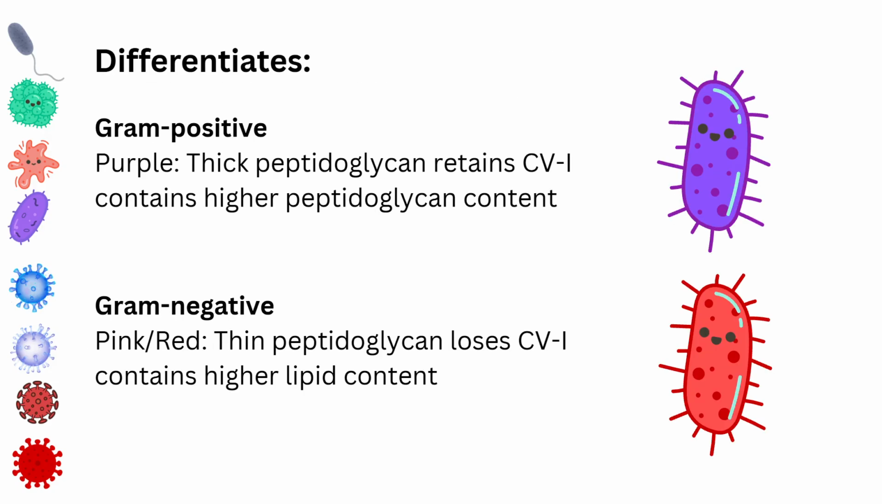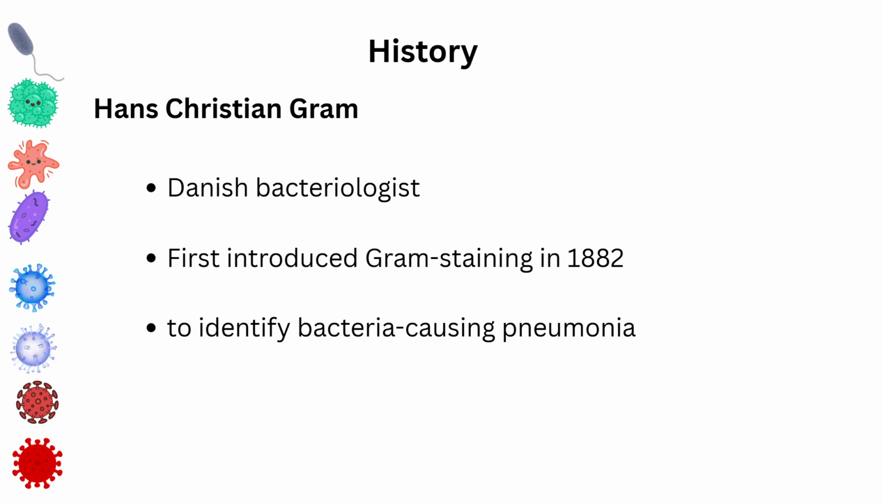It differentiates the gram-positive as it contains the purple color because of its thick peptidoglycan, which retains the crystal violet iodine complex. So the principle of that is such it contains higher peptidoglycan content, while the gram-negative has the pink or red color because the thin peptidoglycan loses the CVI or the crystal violet iodine complex. And also it contains higher lipid content.